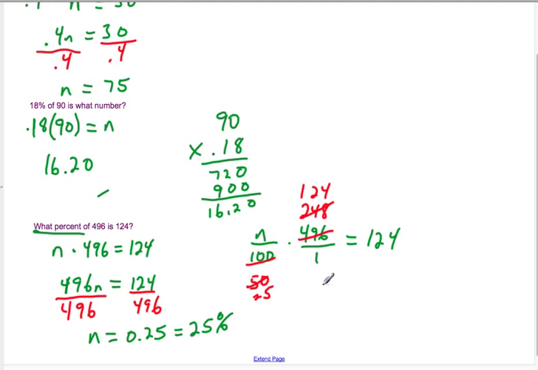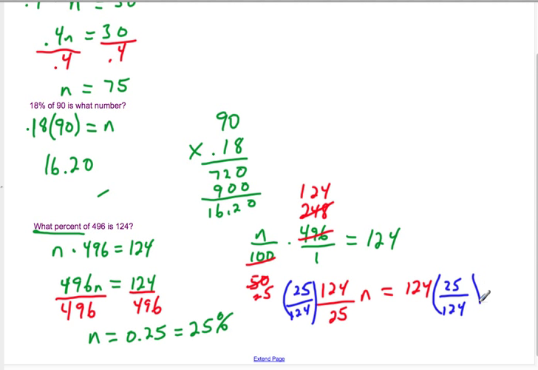So now we have 124 over 25 times n equals 124. And when you use the inverse operation here, you get the answer of 124 because these cancel out, leaving us with n equals 25.